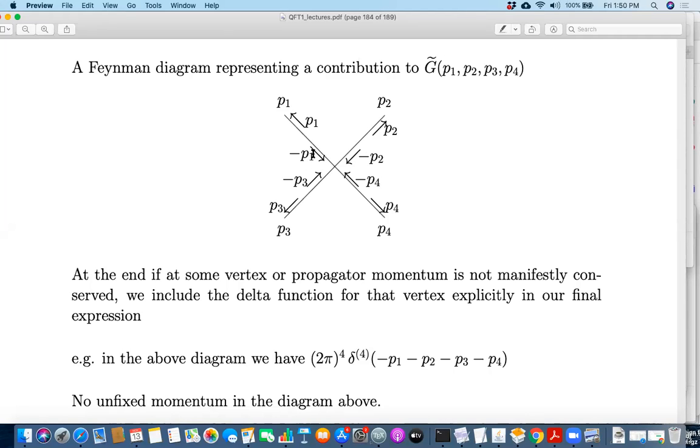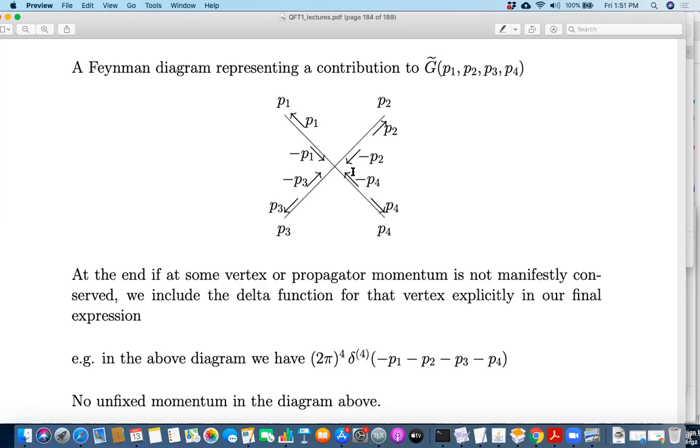Here you see momentum conservation is manifest along this propagator. This is P1, this is minus P1. This is P1 because the external momentum is P1, so it has to flow outwards P1. Similarly, here we have already conserved momentum on this propagator because this is labeled as P2, this is minus P2. Similarly, here this is P3, this is minus P3. This is P4, this is minus P4. So on all the propagators, momentum conservation is manifest.